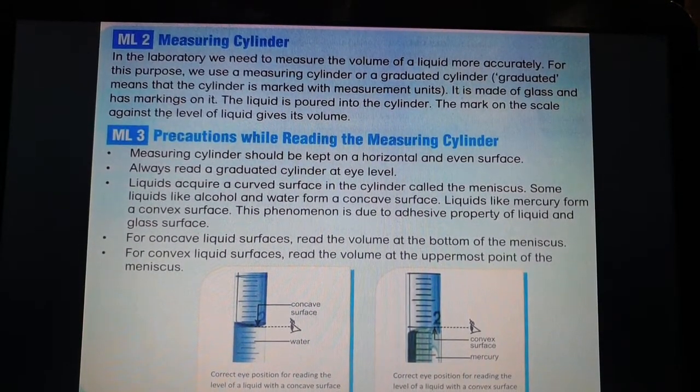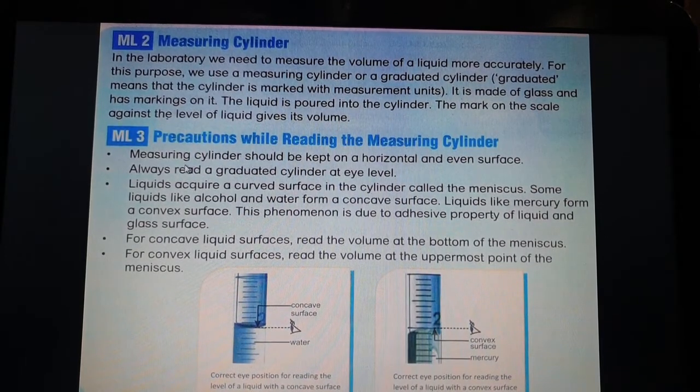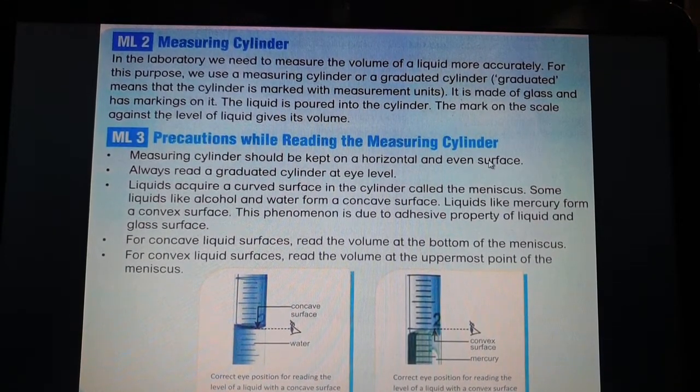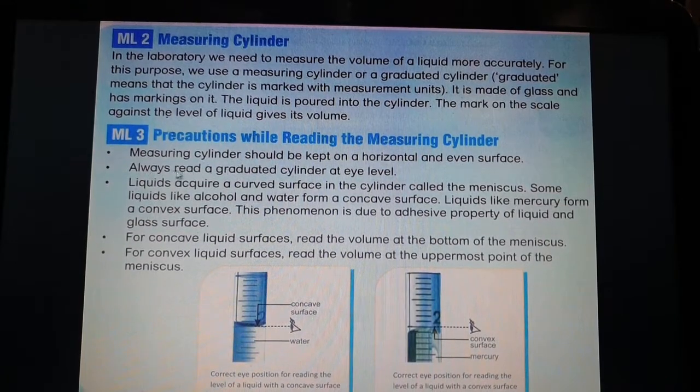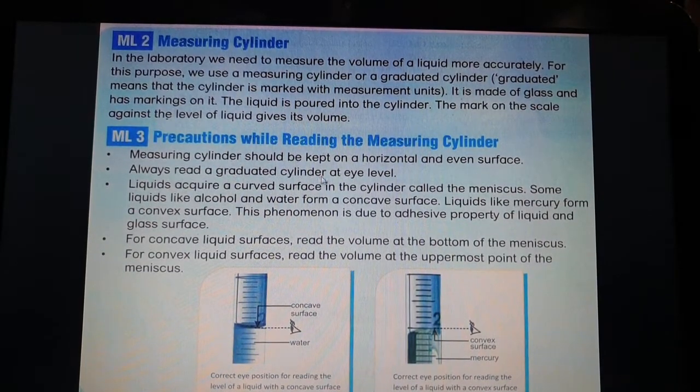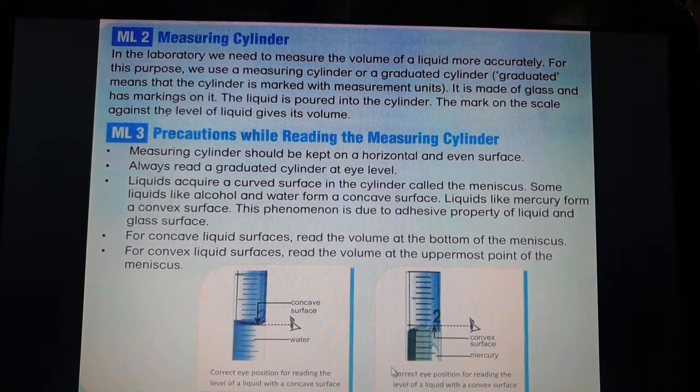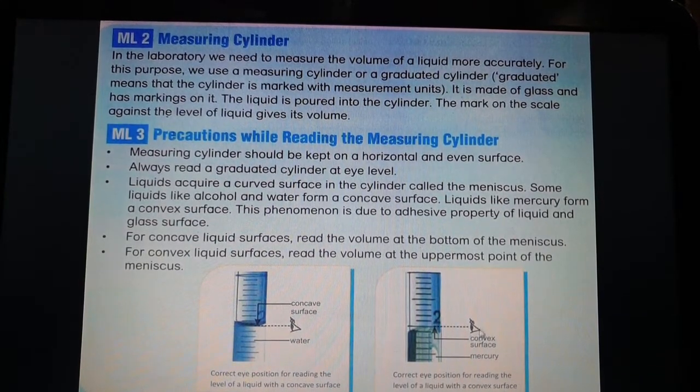So that is why we have to keep this measuring cylinder on a horizontal table. Next, always read a graduated cylinder at eye level. You can see here in the picture.